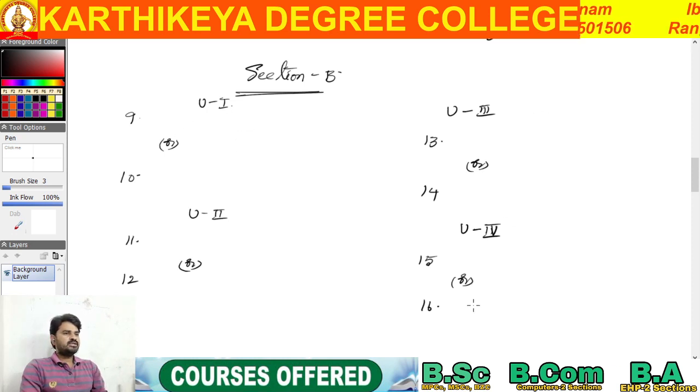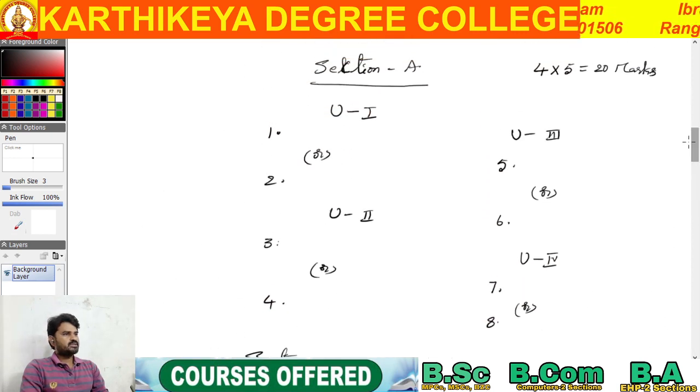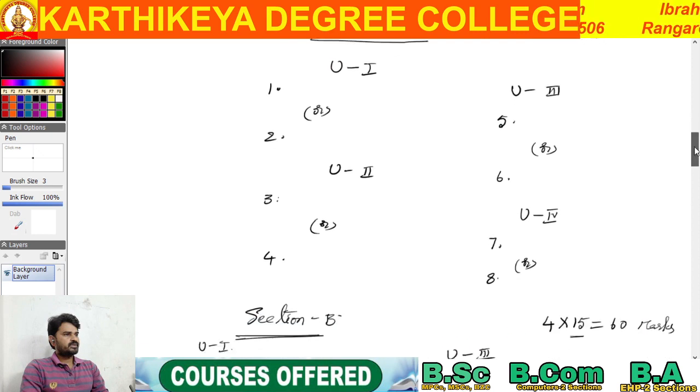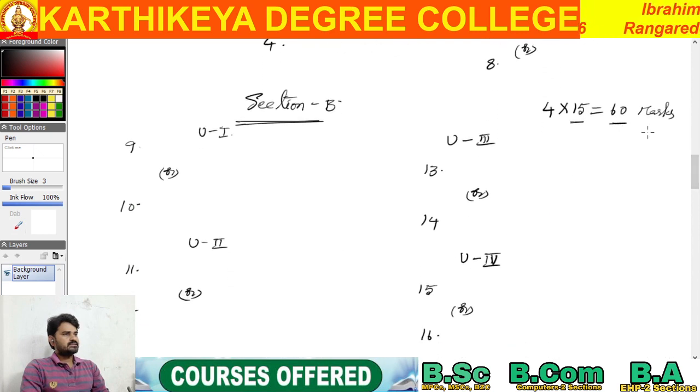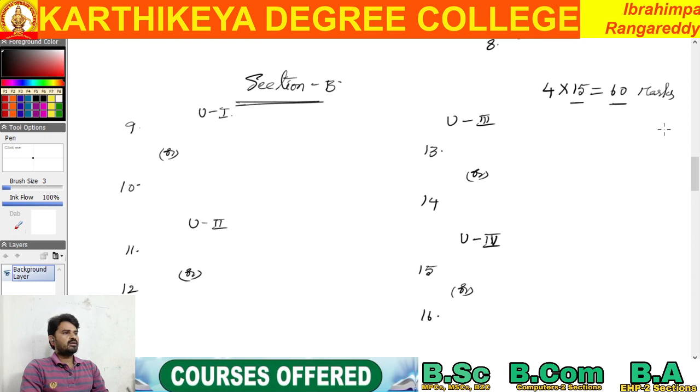So out of these 4 units, you should attempt 4 questions. Each question carries 15 marks, so the weightage is 60 marks. Unit 1 consists of 2 questions, and you need to attempt either of them, the same as the remaining units. Here each question carries 15 marks. So now the total weightage of the theory examination: the 20 marks questions are called short answer questions, and the 60 marks questions are called long answer type questions.